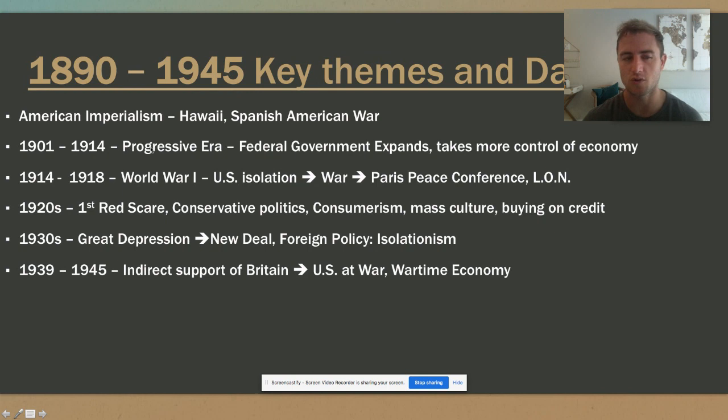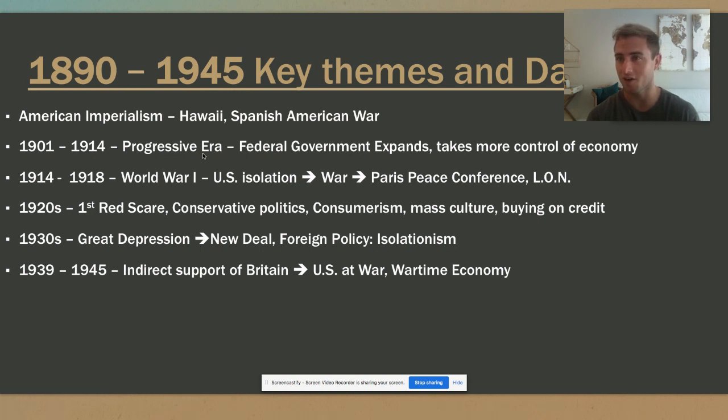1901 to 1914, that's our progressive era. And if we're talking in the context of what we learned this week with the Gilded Age, we are in drastic need of change, of progressives coming in and giving the federal government power to be able to regulate the economy in ways that it has not been able to do before.